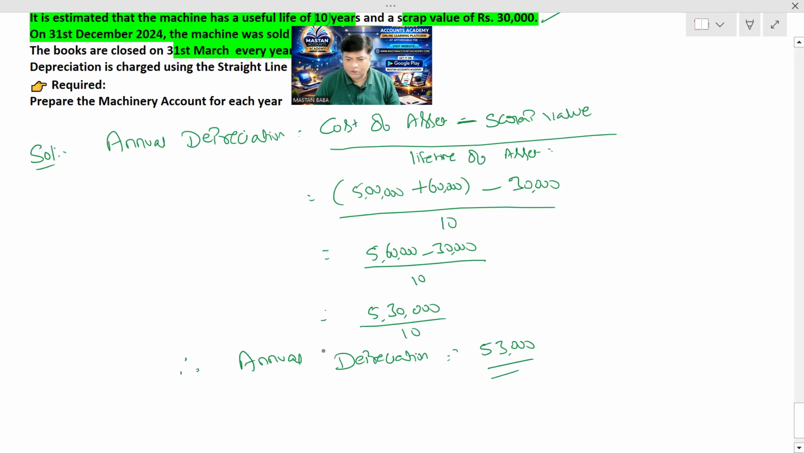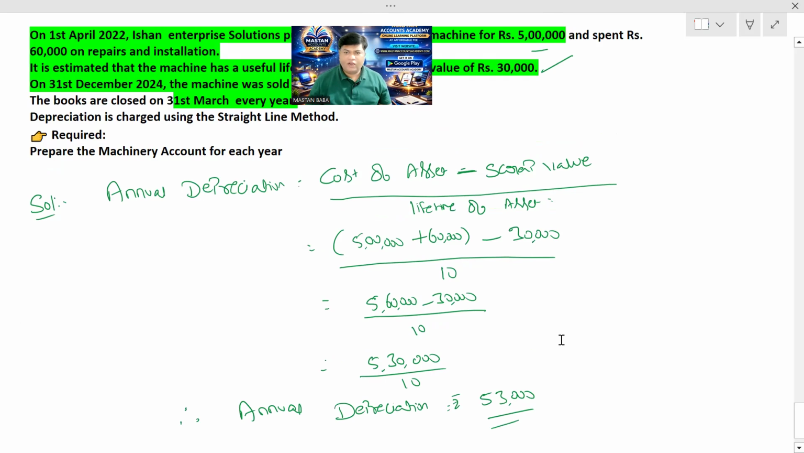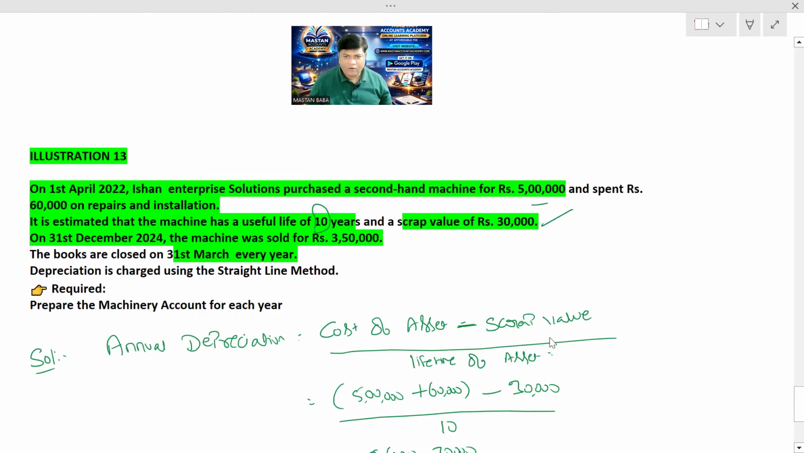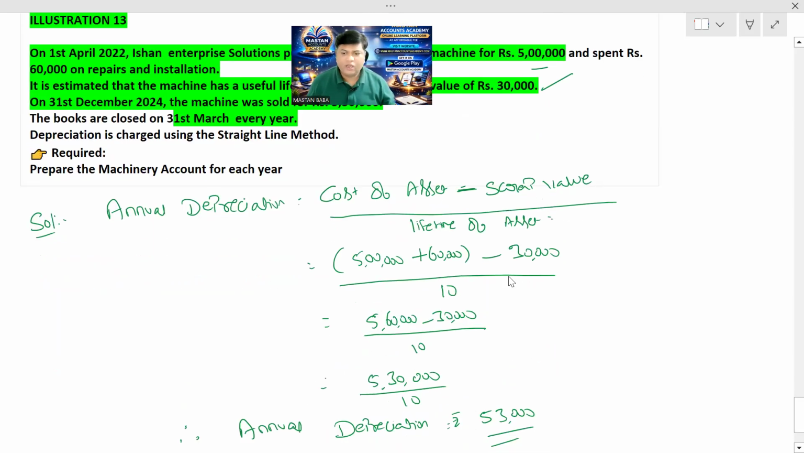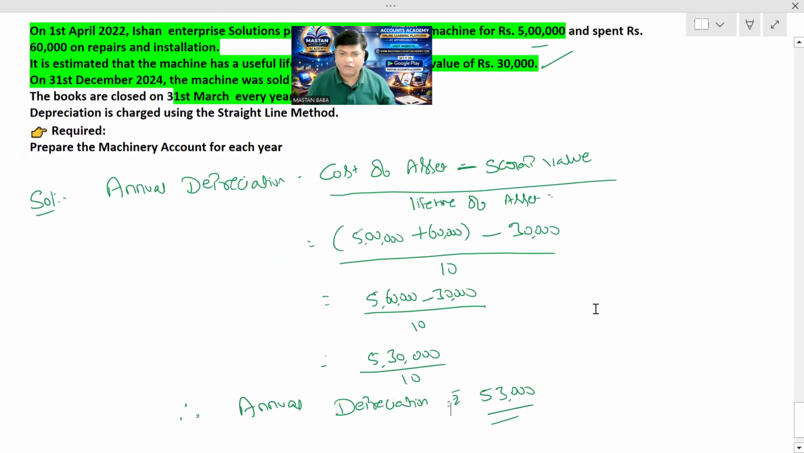So dear students, in our example, annual depreciation is not given. So what we did, we have ascertained the rate of depreciation is not given. So we have ascertained the annual depreciation. What is the amount of the annual depreciation that is to be charged? We applied the formula and ascertained it is 53,000.